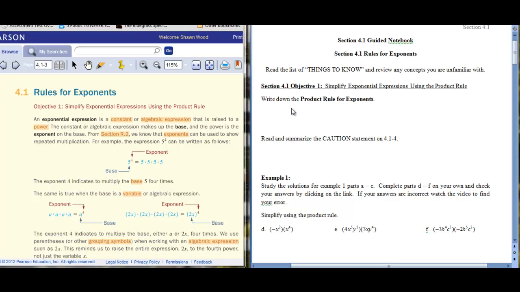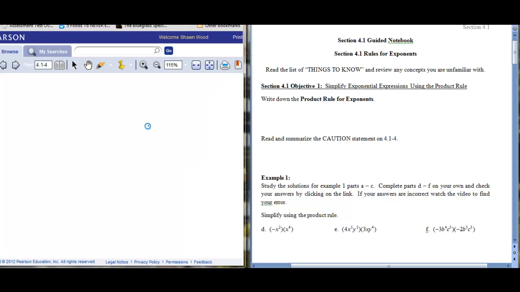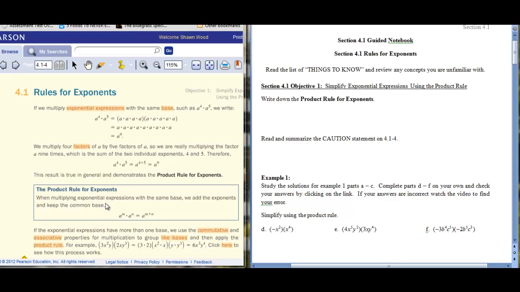Over here in our notebook it says write down the product rule for exponents. So when we turn the page, we're going to find the product rule for exponents, which basically is saying that if you have two exponential terms that you're multiplying together, the bases are the same, all you need to do is add the exponents. We'll go ahead and write down in our notes the product rule of exponents. a^m times a^n is equal to a^(m+n). That's what you can record in your notes.